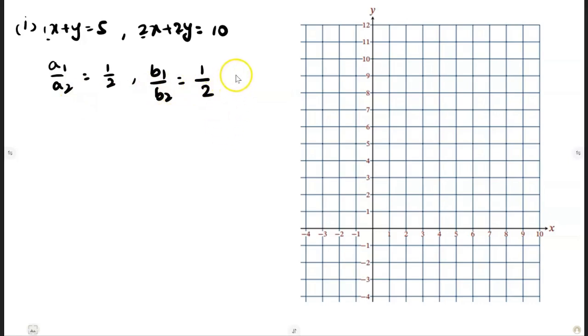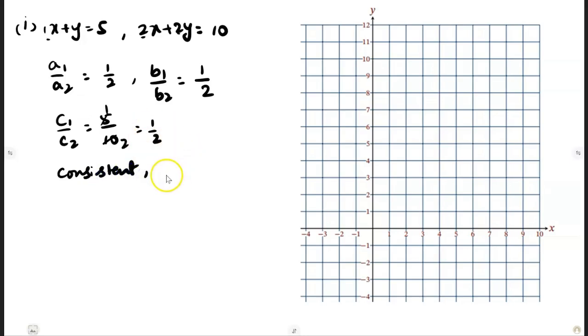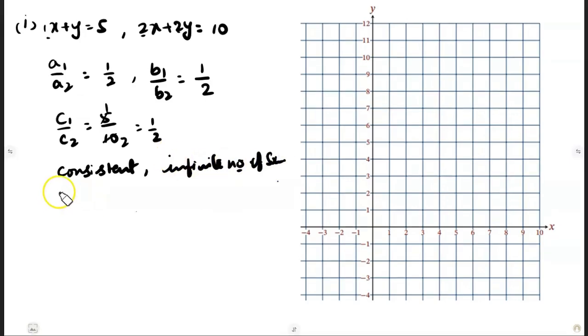So there is a need to find c1 by c2 also. Let us check. c1 by c2 means the ratio of the constants, 5 by 10, which is equal to 5 ones, 5 twos, which is again 1 by 2. So we observe that a1 by a2, b1 by b2 and c1 by c2 are all equal. If they are all equal, you can call the equations consistent, and because all are equal, we can also call them coincident lines. Coincident lines will always have an infinite number of solutions. So we need to find solutions graphically by taking suitable values for both equations.